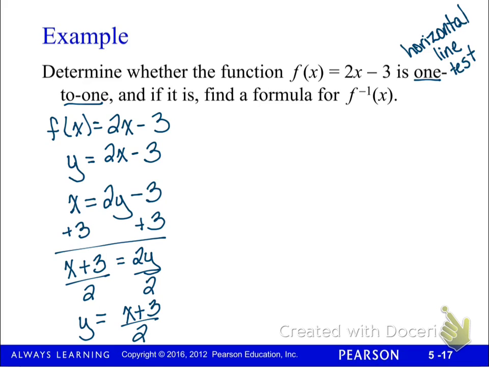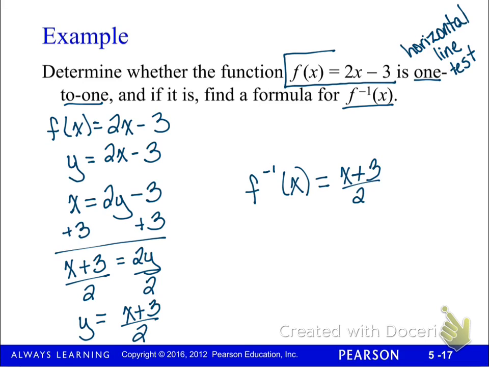Okay? Now one of the things that happens in this particular situation is students want to stop here. They have y equals x plus 3 over 2, and they want to stop. Okay, there is one more step, and that last portion is that we replace the y with f inverse of x. So we read this as f inverse of x equals x plus 3 over 2. Okay, so this is our inverse function, and our original function is right here: f of x equals 2x minus 3.